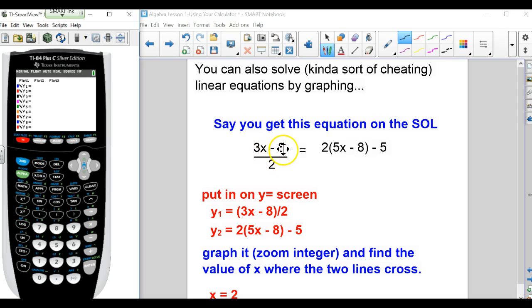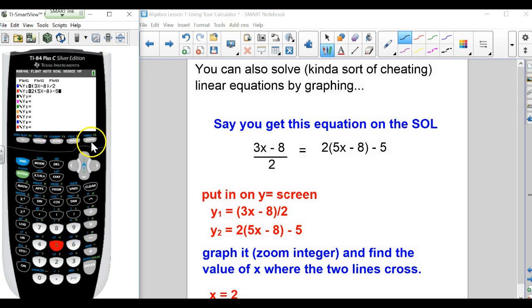Now you've got 3x minus 8 on the top, and since we don't know what x is, we can't work out the top and then divide by 2, so we're going to have to group the top together. So we go open parenthesis 3, and then here's our x button when we're solving equations, minus 8, close parentheses, and then to finish that fraction, we're going to hit divided by 2. So this is the left side of the equation. We use the down arrow, type in the right side of the equation. It's going to be 2, open parentheses, 5, there's our x, minus 8, close parentheses, minus 5.